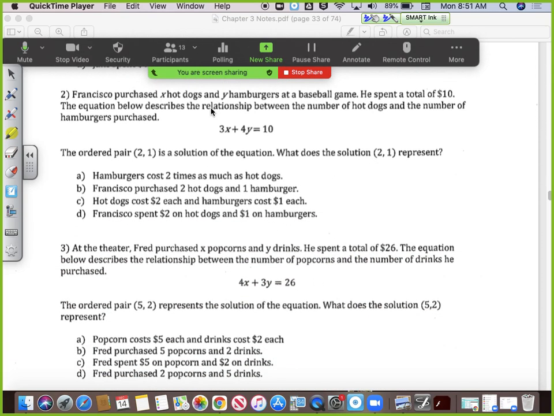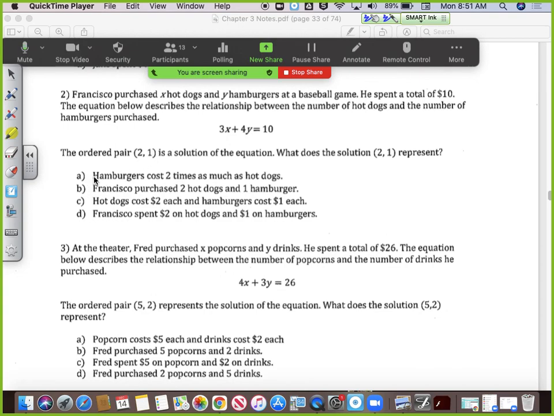The equation below represents the relationship between the number of hot dogs and the number of hamburgers he purchased. So X is hot dogs, Y is hamburgers. If X is the number of hot dogs, it looks like it's going to be $3 per hot dog. And if Y is hamburgers, it's $4 per hamburger, and that's going to be equal to $10 total. So the ordered pair (2, 1) is going to represent what? A, B, C, or D?